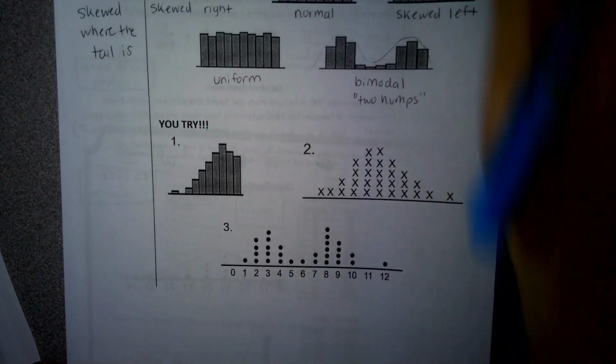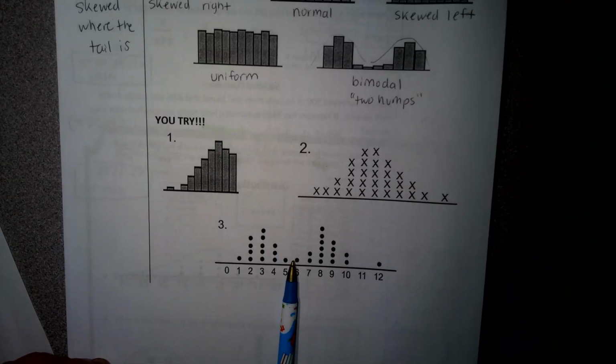All right, so I want you guys to try. Not that hard. The answers are right on top. I want you to label each of these three graphs. We have a bar graph, we have another dot one, and then they use X's to represent it, but they have the same idea. So try to figure out what those three shapes are.